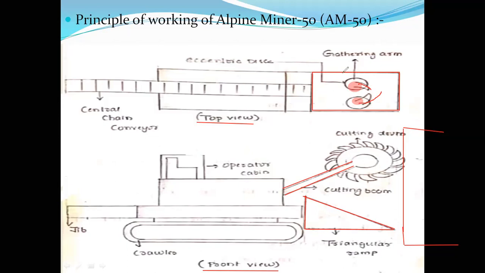On top of the triangular plate there will be the gathering arms, which consist of an eccentric disc. On top of it, the levers are moving. Levers are present, which are basically used to gather the material. So whatever material is being gathered, next let us move on.